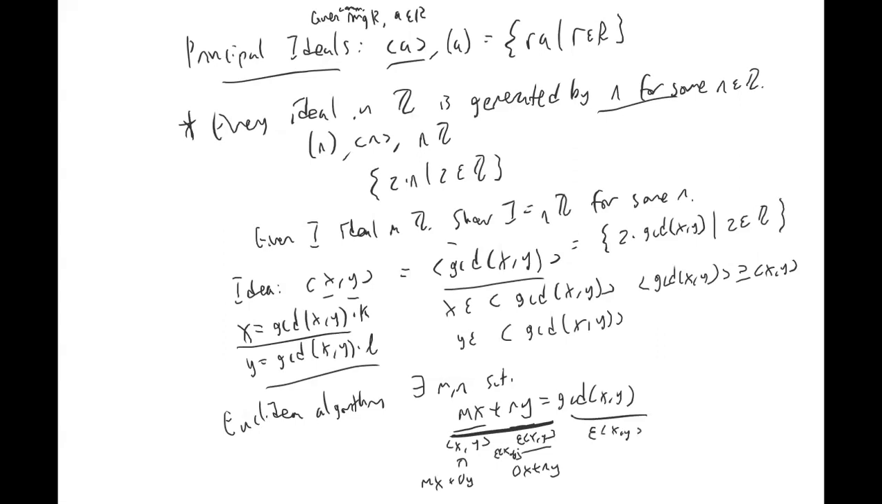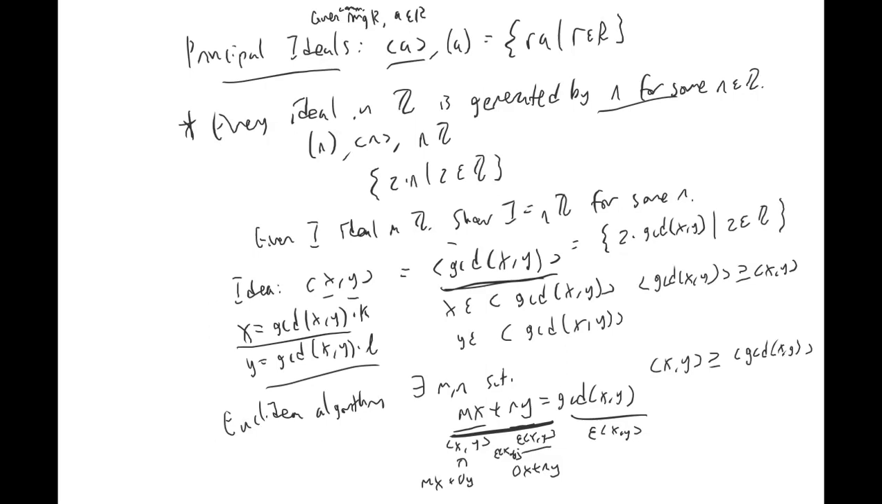So this shows that since (x, y) contains this thing, it certainly contains the ideal generated by x and y. And then you're done. So the idea is, if you have more than one generator, you can just keep reducing it to smaller and smaller. That's the idea.